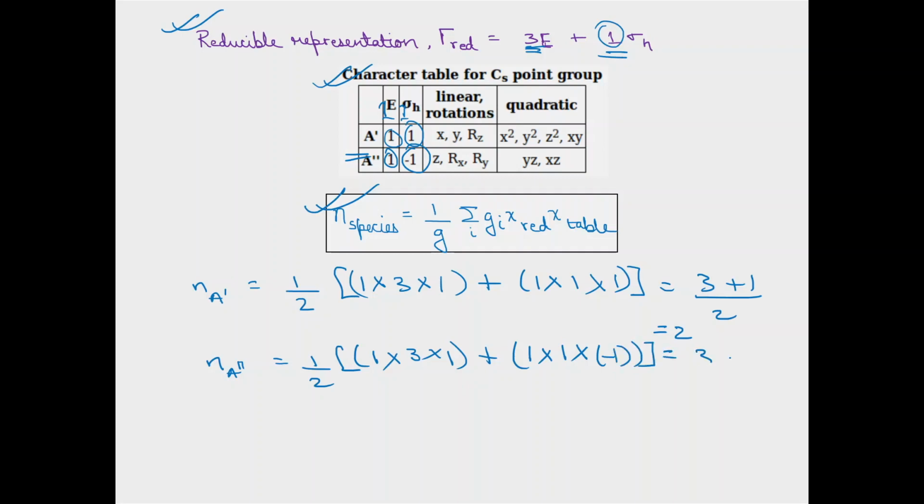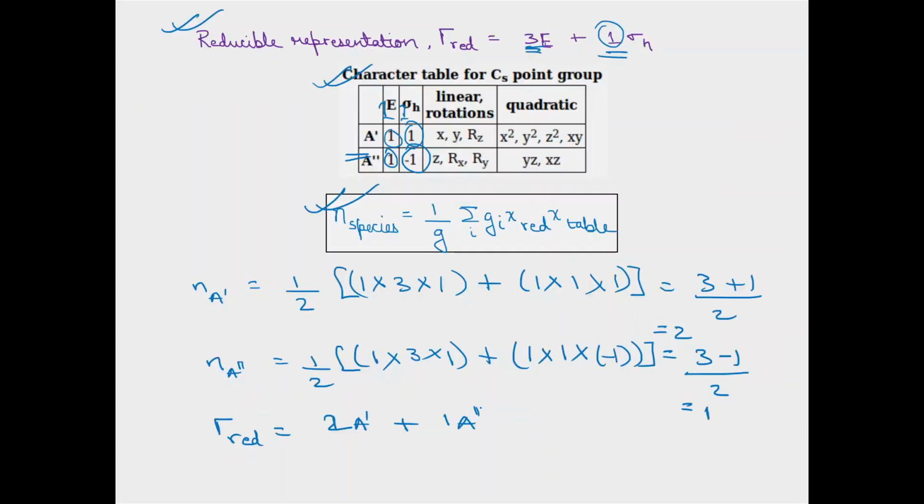That means here it is (3 minus 1) by 2, right? Which is equal to 1. That means the reducible representation, now we can write it as 2 A' plus 1 A''.